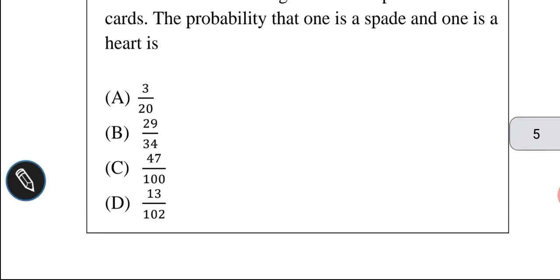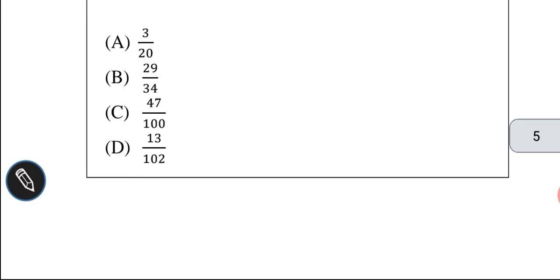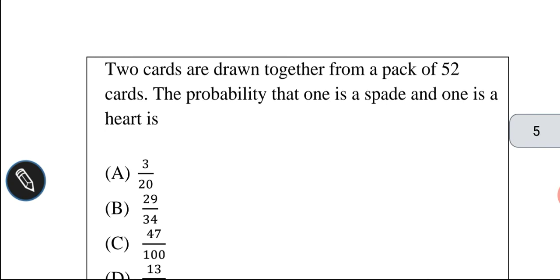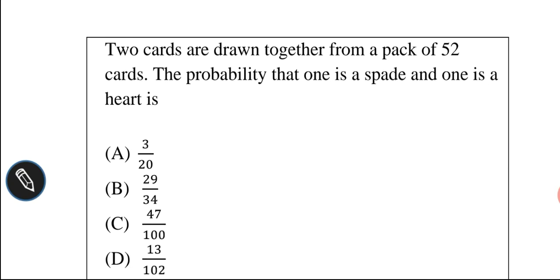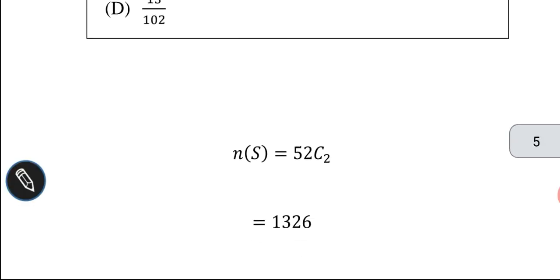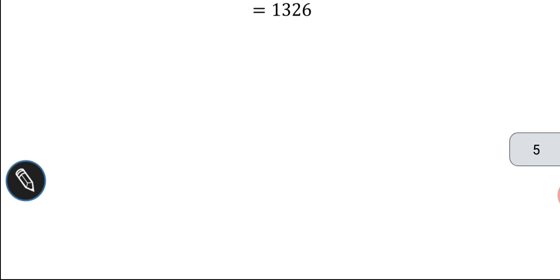So n of S is equal to 1326. There are 1326 ways available to draw two cards from 52 cards. Now the probability that one is a spade and one is a heart. So n of S is equal to 52C2, which is equal to 1326.